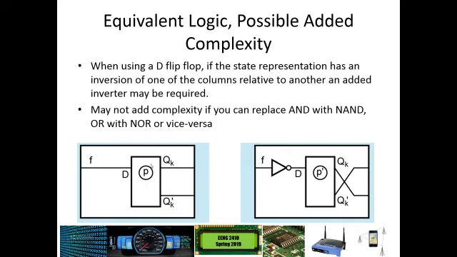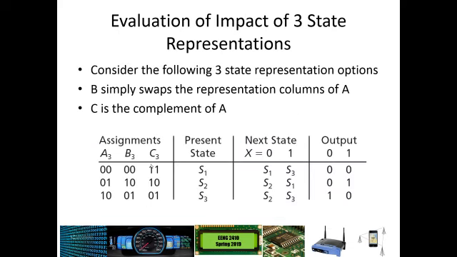If you had a D flip-flop, what you might see is if you have a state representation where one state is simply the inversion of another, or one representation has an inversion of the states, then you might simply be able to add an inverter in the line. That might not add any complexity if instead of having an AND gate you now have a NAND to drive the D input, or instead of an OR gate you now have a NOR to drive the input. So you might think about states where one of them is simply the complement of the other, really not being any more complex than the original representation.